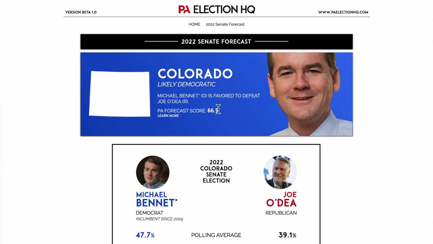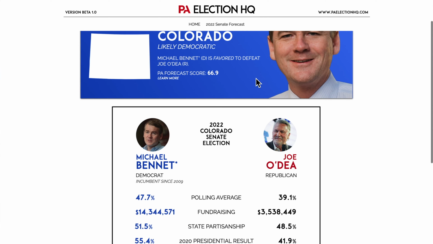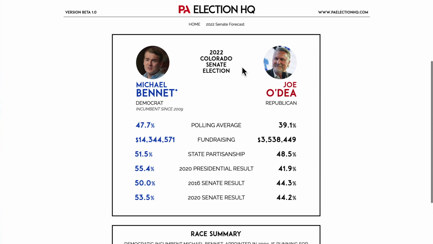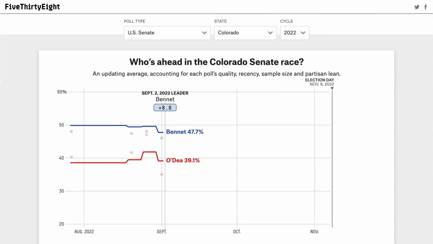We have a forecast score of 66.9, which means that Colorado is going to vote for Michael Bennet by over 5 points, but probably not too close to a solid margin. The score would have to be at 105 for this to be a solid race for the Democrats. Now, Joe Dea is the Republican nominee. He's a pretty moderate candidate, and so he will do much better than any other Republican that the GOP could have nominated, but Michael Bennet is still up in the polls by 8.6%.